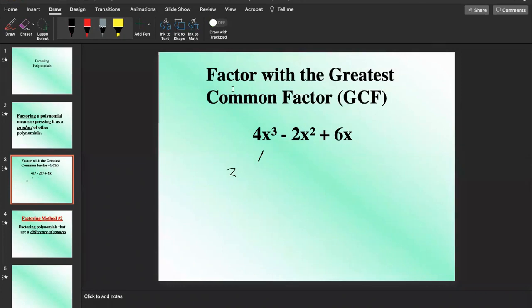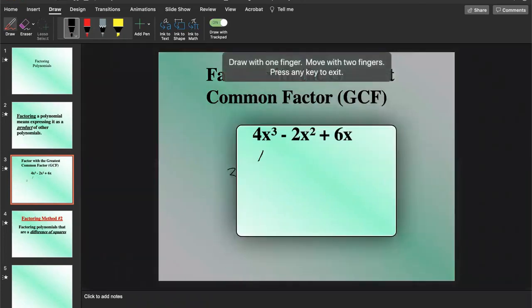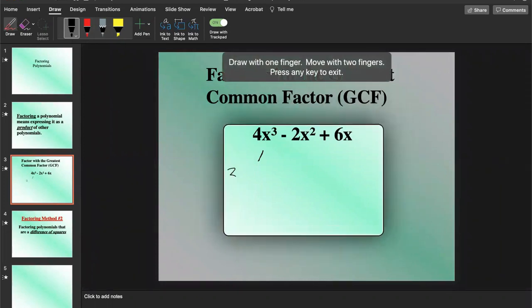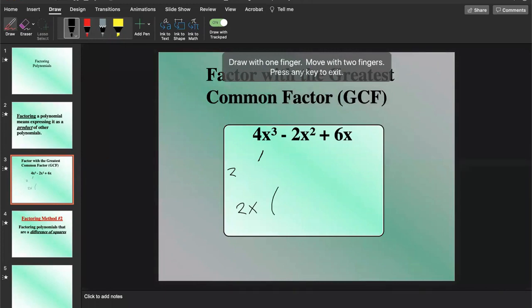Essentially, what we can do is take this, right? We can bring it out and go to the bottom here and bring out 2x, right? Factor it out, and we can do a parentheses. And then basically we've got to figure out what times 2x is going to give us our original term, 4x cubed. And this is going to be 2x squared, right? 2x times 2x squared is 4x cubed. And then we can move on to our next term.